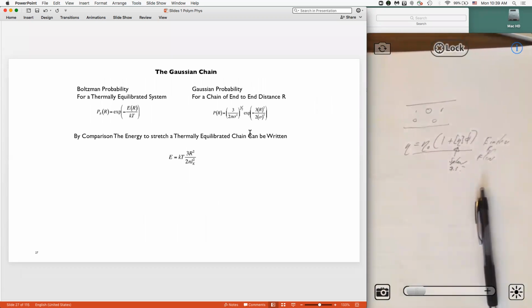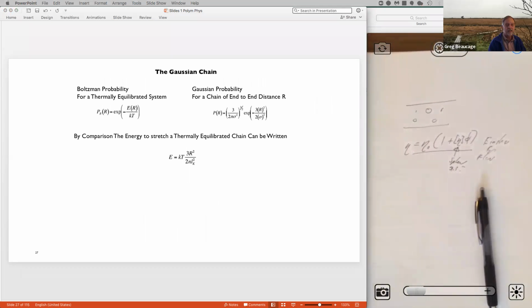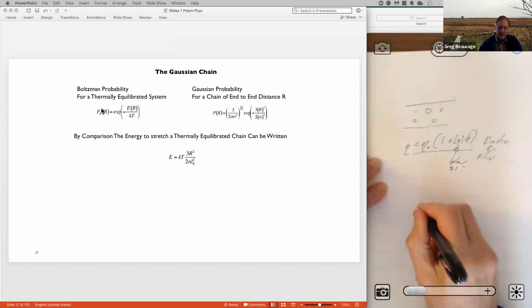So we can go to look at how this Gaussian thing is applied, right? Just kind of a quick look at this. So basically, this is again the Boltzmann, right? So you have the probability of something is going to be the energy of that thing. In this case, the something is you have your chain, right? And then it's got some distance between the ends of the chain. That distance is r. So what's the probability of that separation distance?